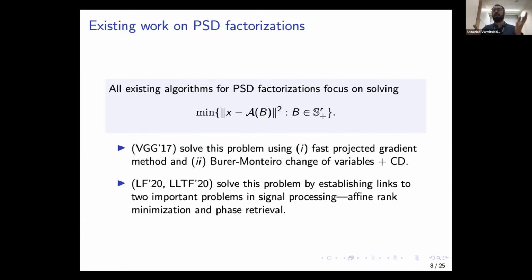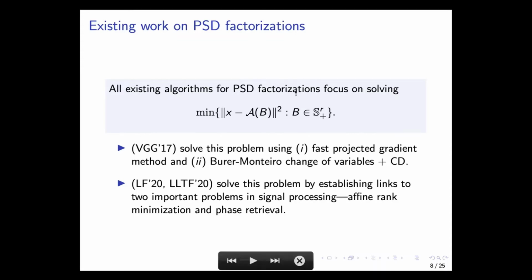Can I ask you a question? Yeah, go ahead. You're saying this is a convex problem, but you're restricting the rank to be R, and it's still convex? No, I haven't restricted the rank. I haven't restricted anything. When I say convexity, I'm talking about this problem here. Oh, okay, sorry. I'm just talking about the second algorithm here.